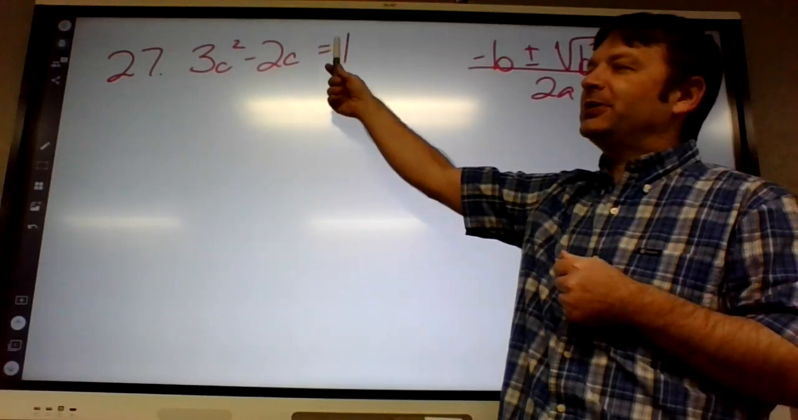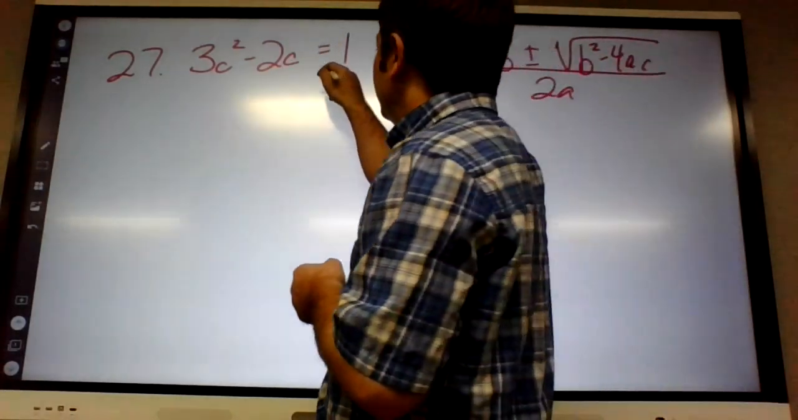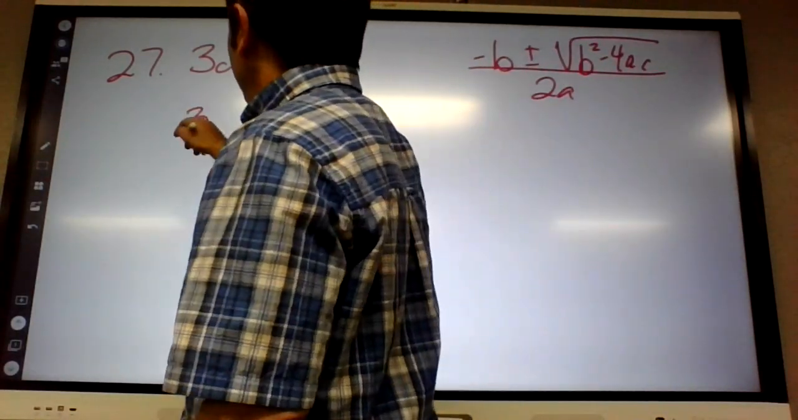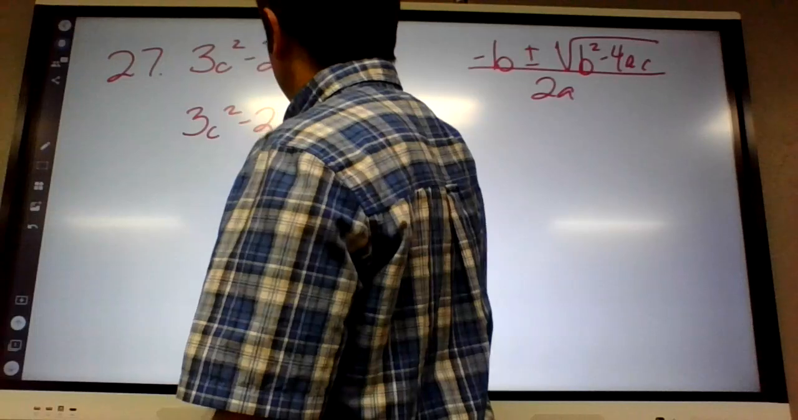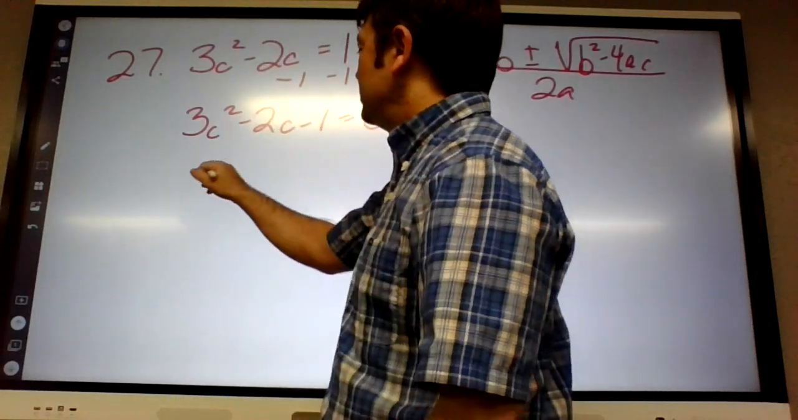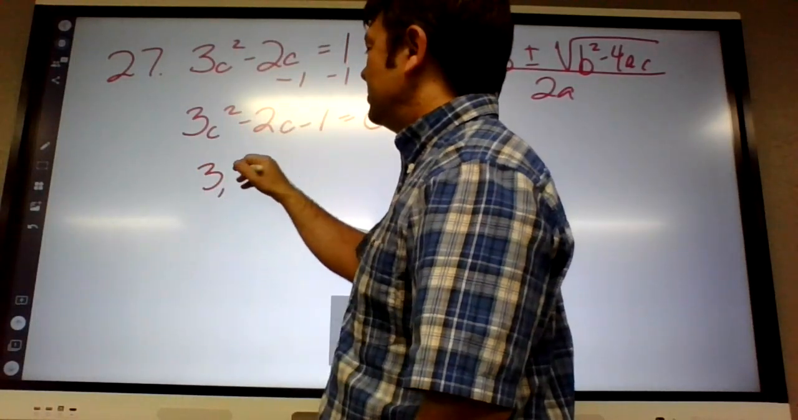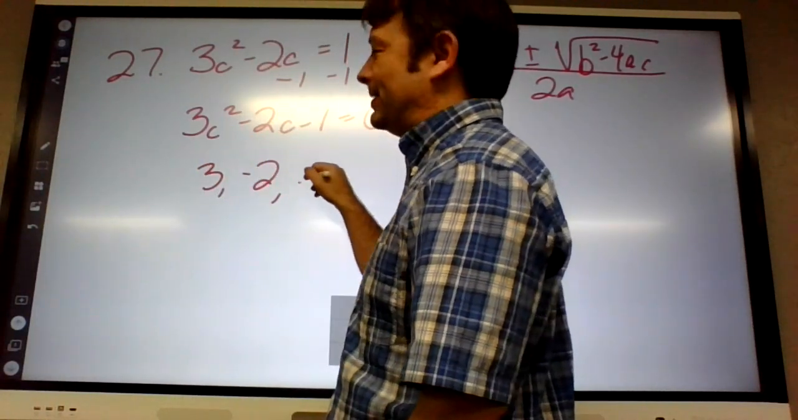What should I do first on this? Get rid of the 1. Minus 1. Okay. So what is my A, B, and C? 3, 3, 2, 2, 1. Negative 2.